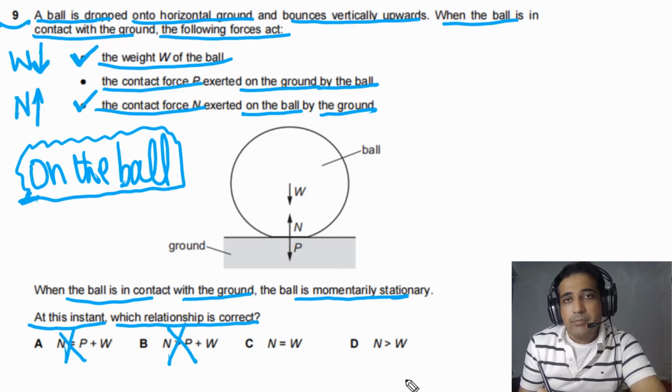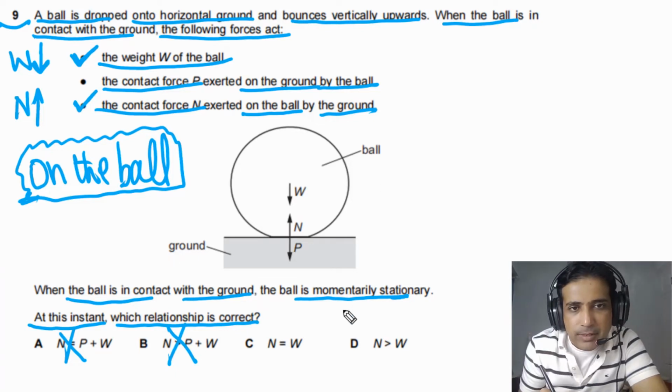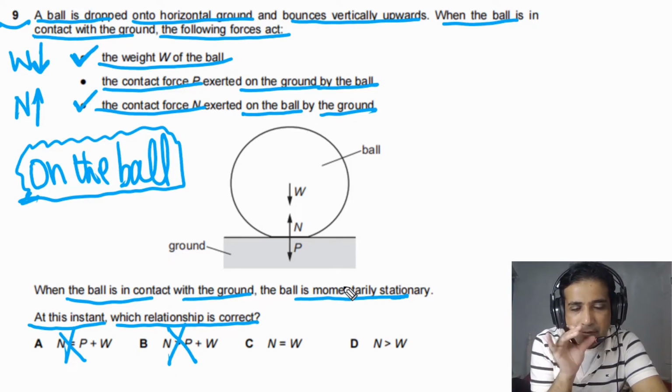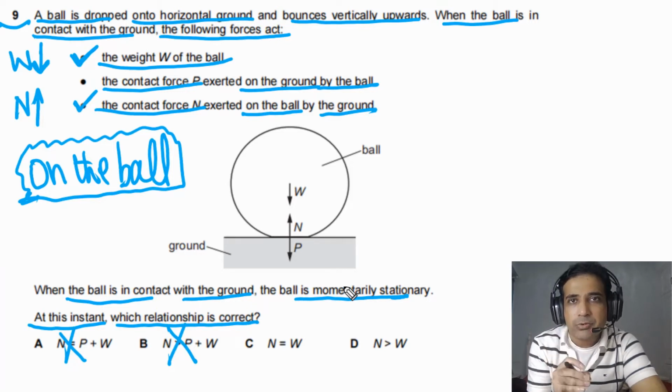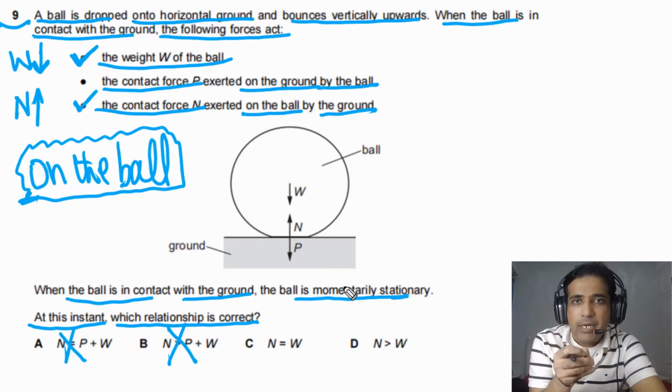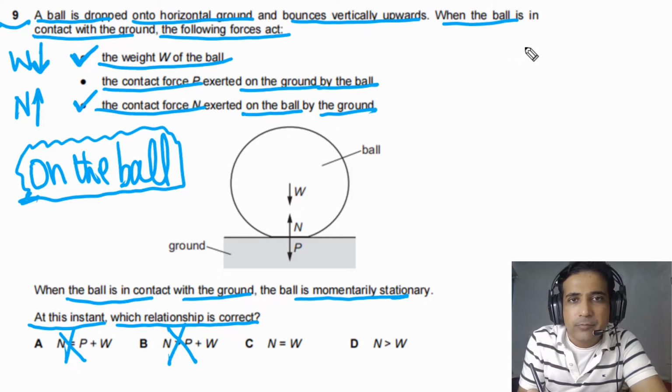Our answer can be D. Now the confusing part is that they have mentioned that at that specific instant the ball is stationary. So we need to find out: is there any resultant force acting on the ball, or is there no resultant force acting on the ball? Let's try to understand this with one simple example.